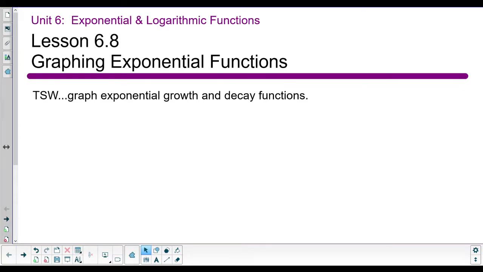Hey, welcome back, mathematicians. Today we're going to talk about graphing exponential functions. These are not going to be super hard, I hope, for us. And of course, my pen's broken.